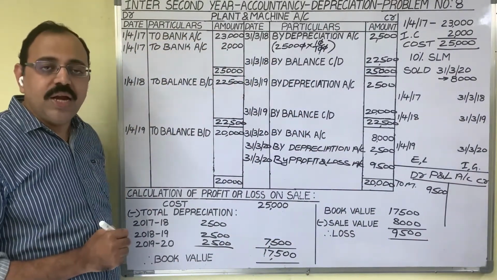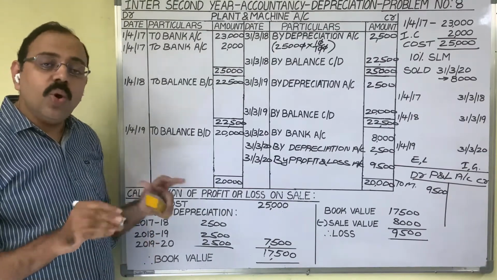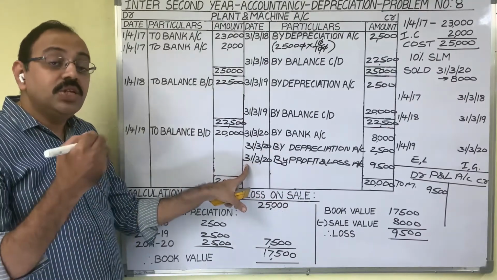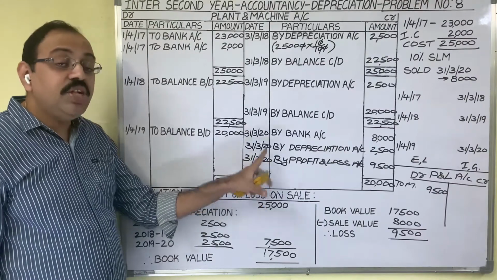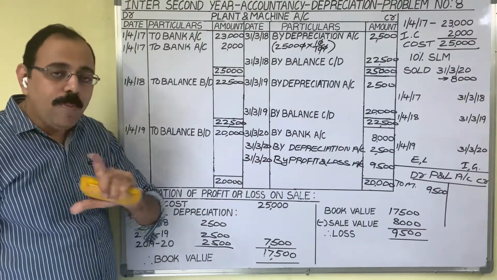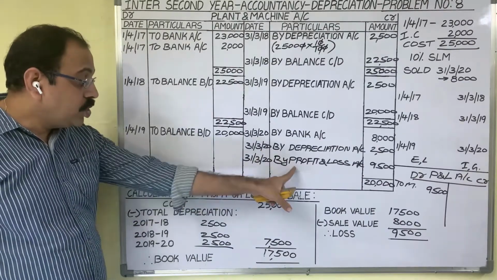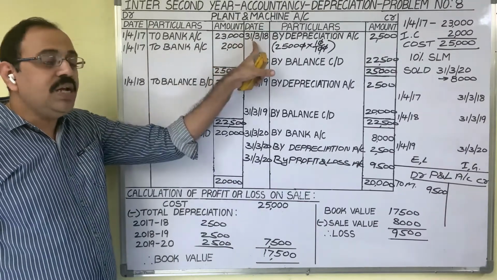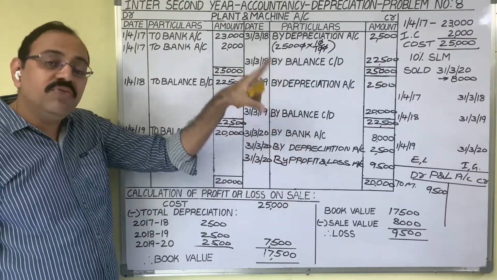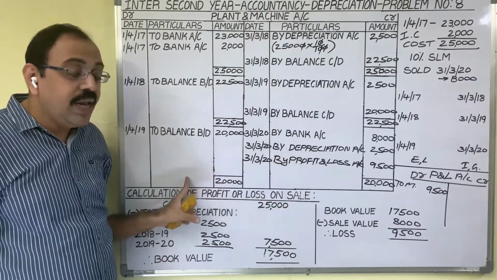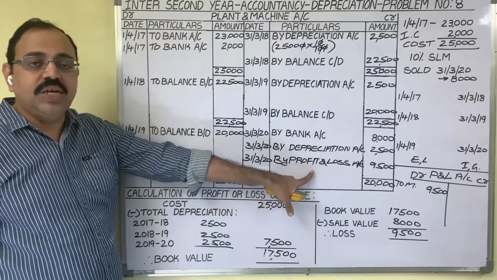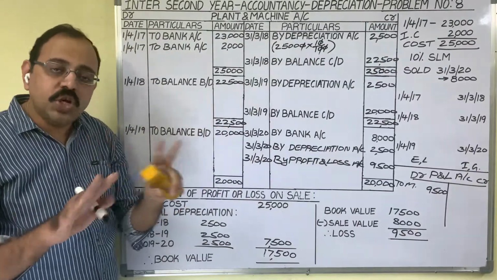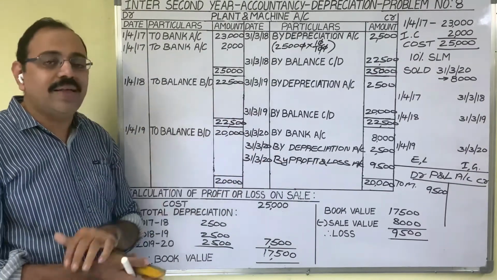There is no balance carried down, which means the asset account is closed. Why is it closed on this date? Because after this date there is no asset. On this date we sold that asset. As there is no balance, the asset account should get closed like this. So remember, if there is only one asset in the question and it is sold after using it for some years, we should not get any balance carried down in the last year. If you get a balance carried down here, then the meaning is your problem is wrong. The asset account should get closed like this.